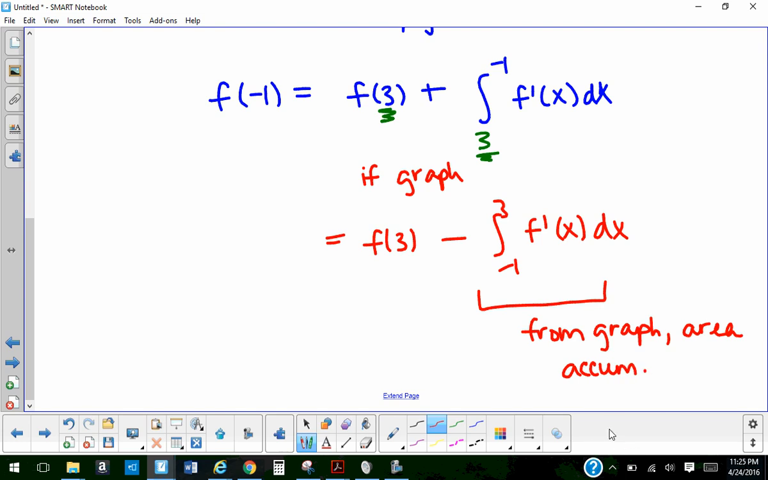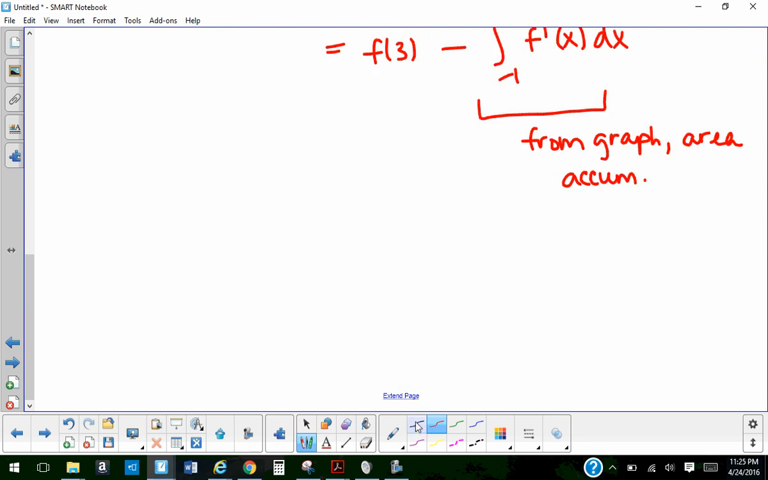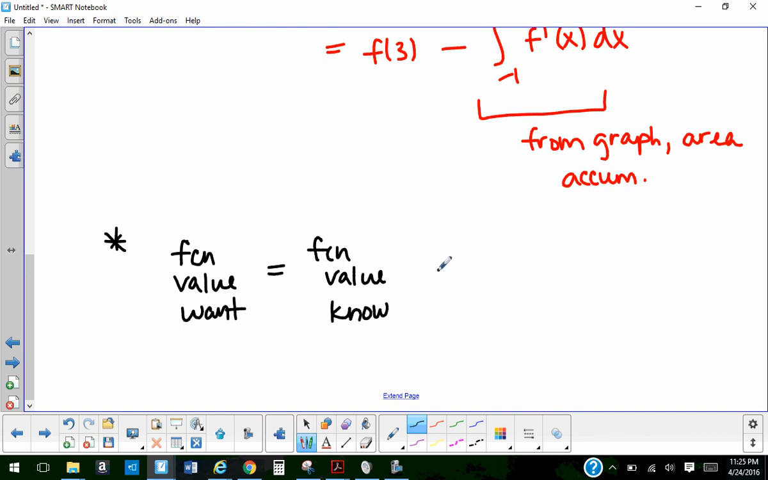Okay. If it's not from a graph, it doesn't matter that those bounds are out of order, because when you do your subtraction, it'll take care of itself. And you would do the same thing for the f of 1/2. But basically what this is pointing out to you is that the function value that you want is equal to the function value that you know plus, and then you integrate from the time that you know to the time that you want of the derivative.